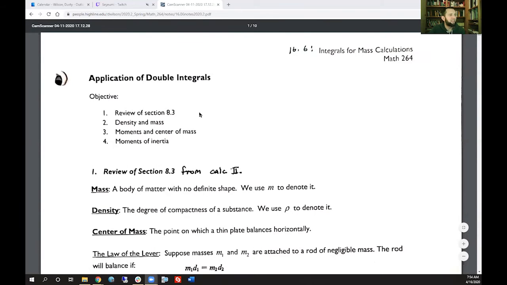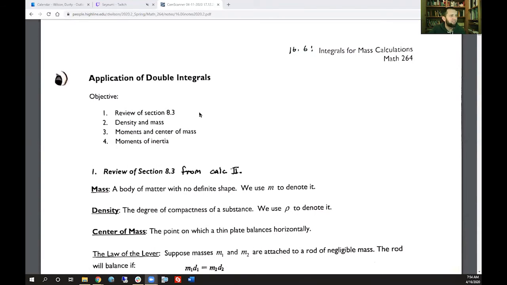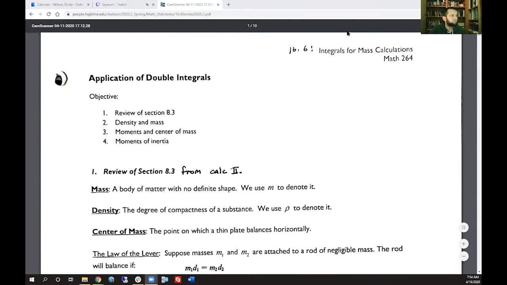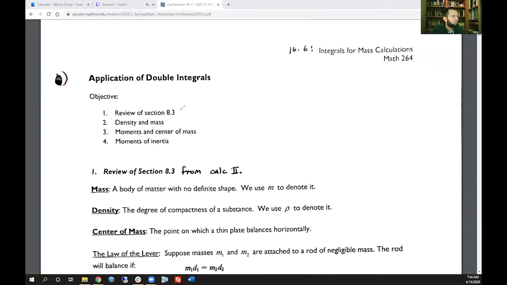So this is the beginning of section 16.6, talking about integrals for mass calculations. And we are specifically going to look at the review of section 8.3 from James Stewart Calculus, talking about mass and the centroid. So let's begin with the review.